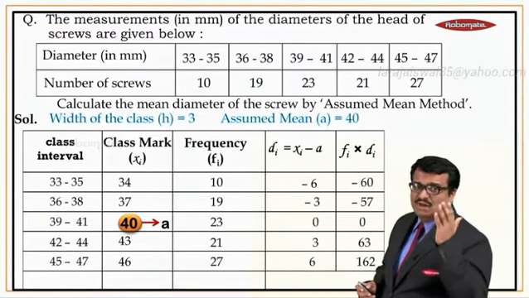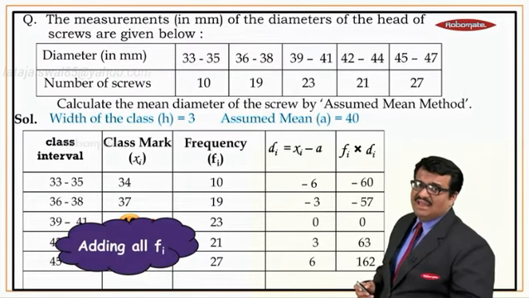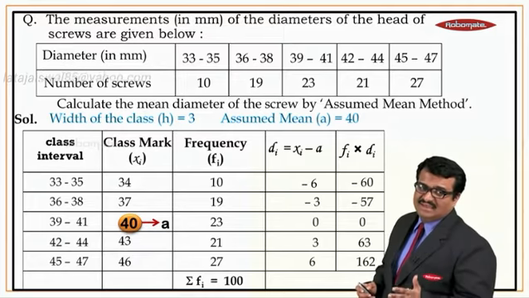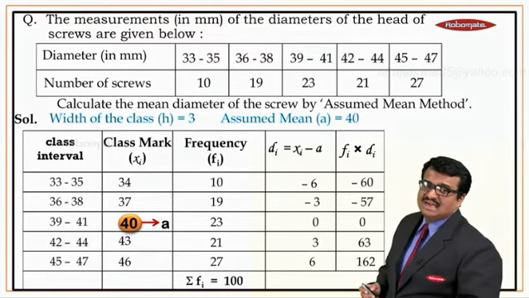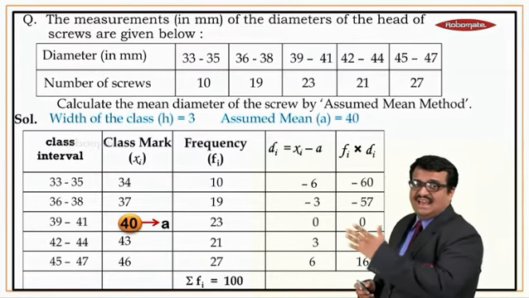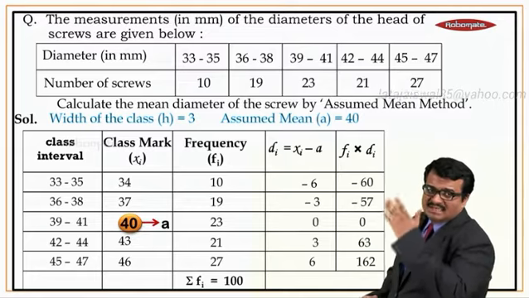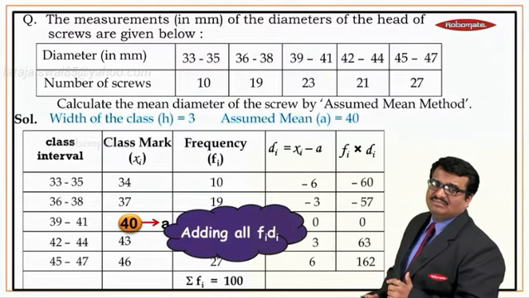But before getting into the formula, let us calculate the sum of fi. Sum of fi we get by adding all the fi's. So let us calculate that. How much is that? 100. In the same way, in the direct method we used to calculate sum of fi xi. Here we will calculate sum of fi di. And if you add up all these fi di's, what will you get?